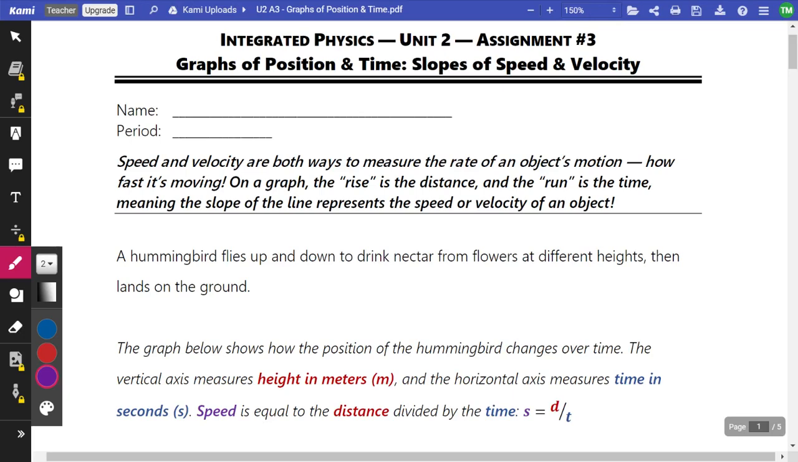Okay, in this video, we're going to be looking at how we can graph out position versus time to show how fast something is moving, either as its speed, where we don't care about direction, or as its velocity, where we do care about direction.